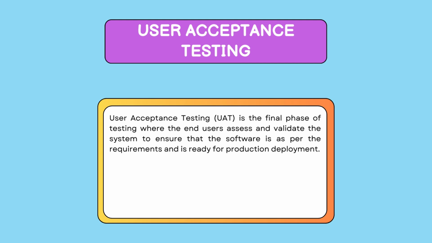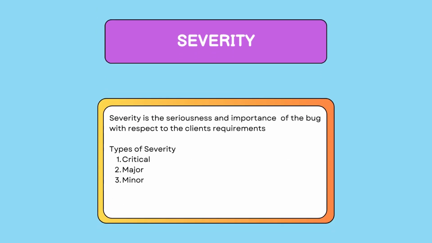Okay, so the next term is severity. Severity is the seriousness and importance of a bug with respect to the client's requirement. Now you know about the bug, right? So how severe the bug is, how much it will affect the requirement that we need to consider, and hence we decide the severity of that bug. Depending on the bug, it is mainly divided into three categories: critical, major, and minor. So let me explain this.